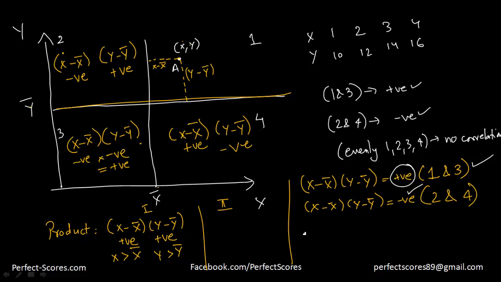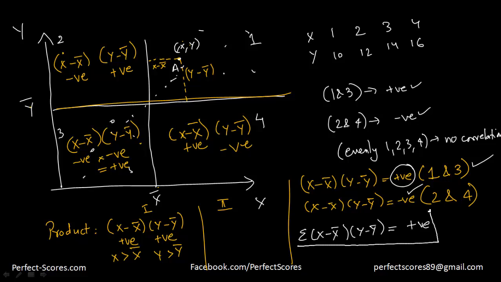Which means if I find the sum of x minus x bar into y minus y bar for all the points, let's suppose we have something which is positively correlated, so all the points are going to be lying here. So if I find the sum over all the points, I'm going to get a positive value, which will tell me that x and y are positively correlated. And if I get a negative value, this product will tell me that x and y are negatively correlated.